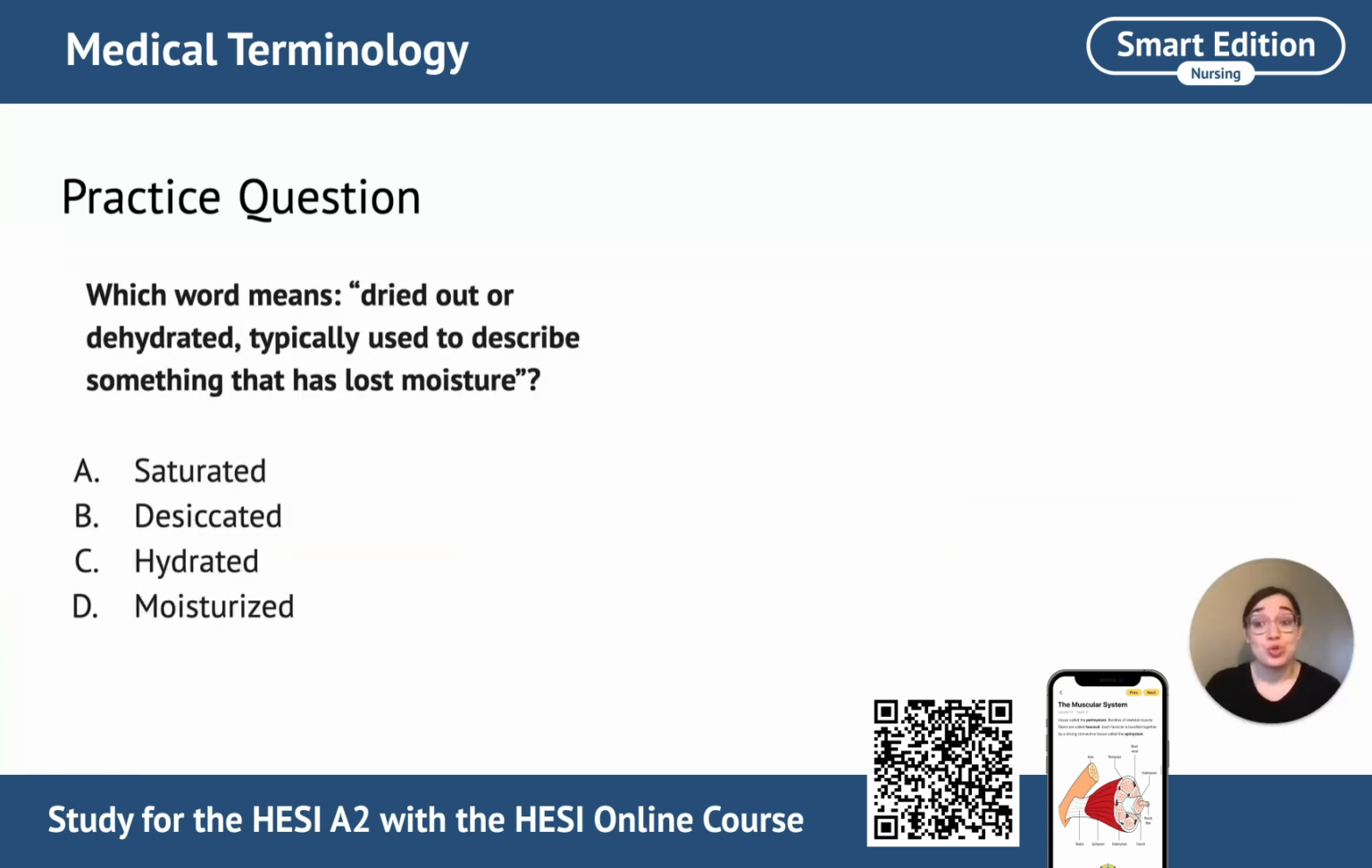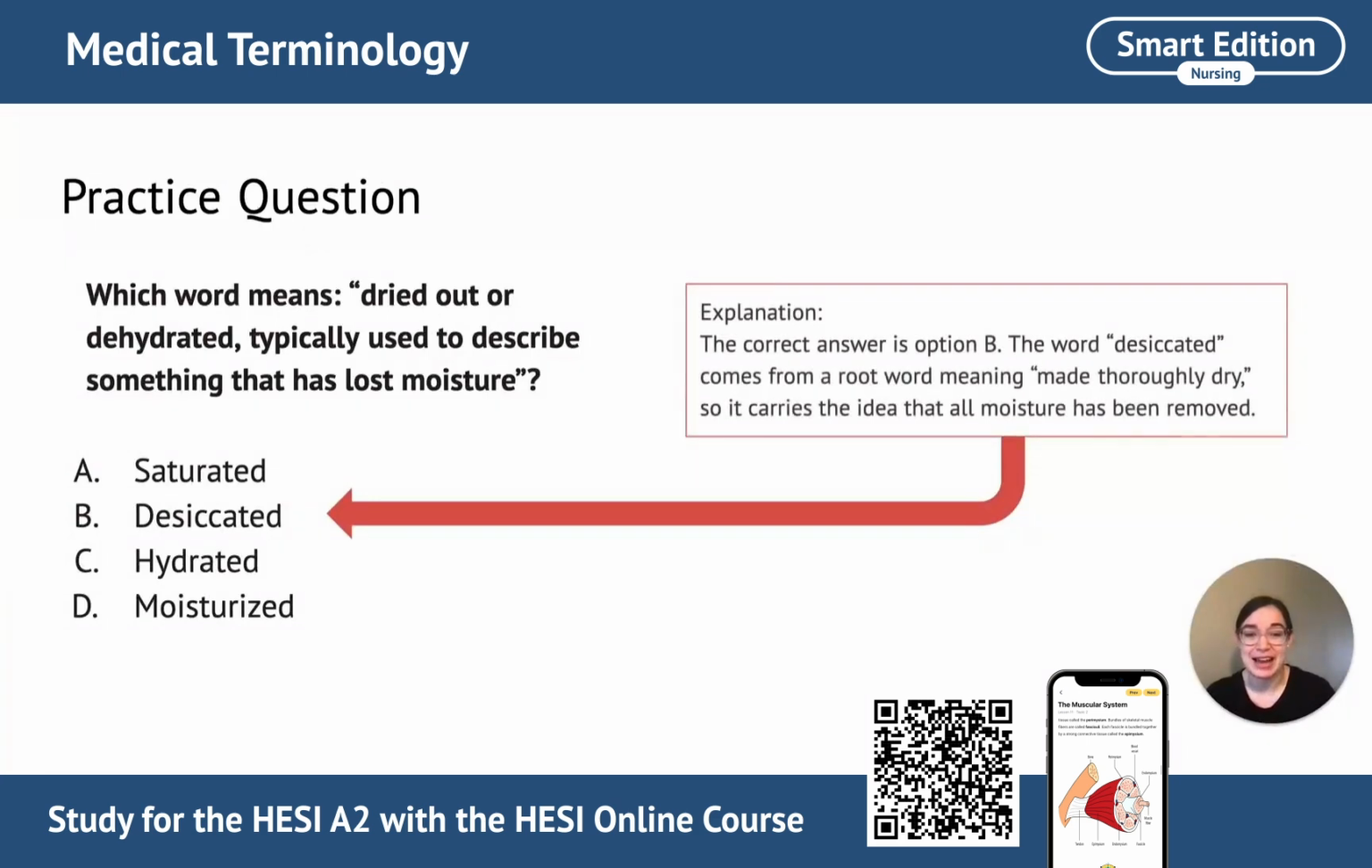Which word means dried out or dehydrated, typically used to describe something that has lost moisture? Is it A, saturated? Is it B, desiccated? Is it C, hydrated? Or is it D, moisturized? And the correct answer here is option B, desiccated, which is just kind of a gross sounding word, isn't it? So the word desiccated comes from a root word that means made thoroughly dry. So it's this idea that like all the moisture has been removed from something.